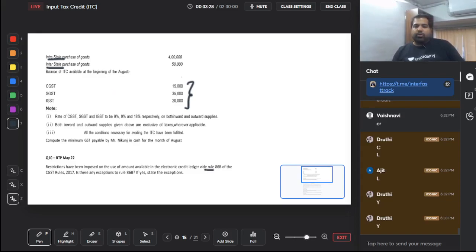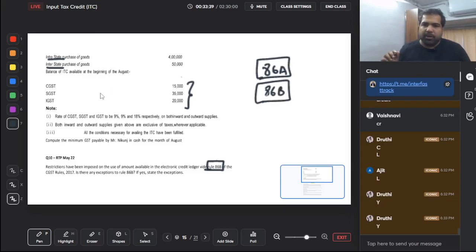Alright. This rule 86B is something that we will do either today or maybe tomorrow. So this rule 86A and rule 86B, one of them will definitely be there in your exam, guys, in November 2022. We'll do both of these in good amount of detail, guys, very small, 10 minutes, but we'll do them tomorrow, not today.